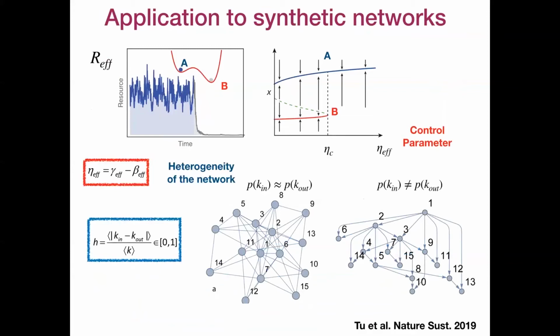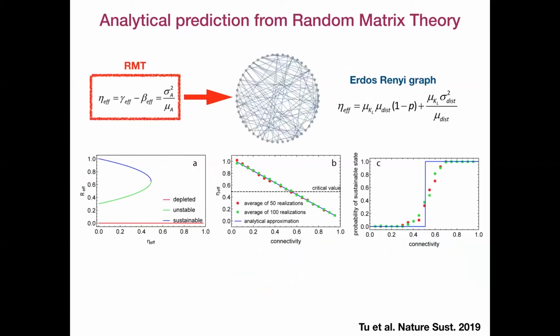We also play with synthetic networks and try to see how this kind of sustainability is related to the network. We see that the main point is a parameter we call the heterogeneity of the network, that is, how asymmetric the network is. In a minute, I think it will be more clear. Just to mention that in this context, we can actually have some quantitative analytical understanding of the problem.